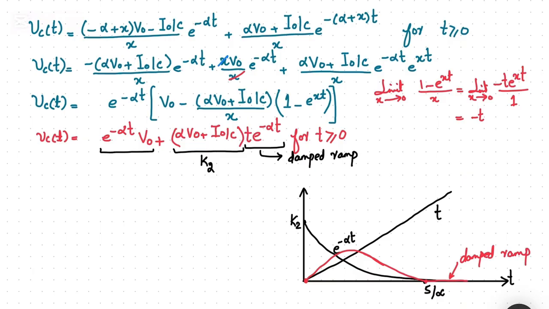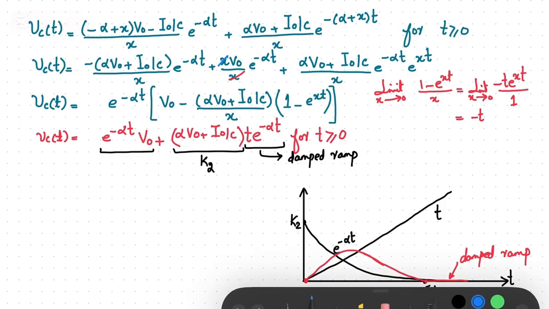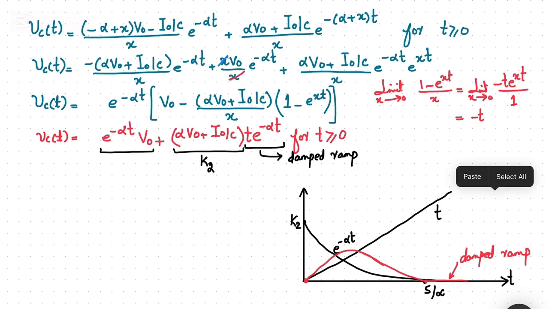The damped ramp is added to a decaying exponential function, which is represented by e raised to power minus alpha t, and the value at t equal to 0 is v naught. So if I sketch this function e raised to power minus alpha t having value v naught, let's say this is v naught, because the two exponential functions have the same time constant, it means this is 5 time constant, and after that the value of this function would be 0.